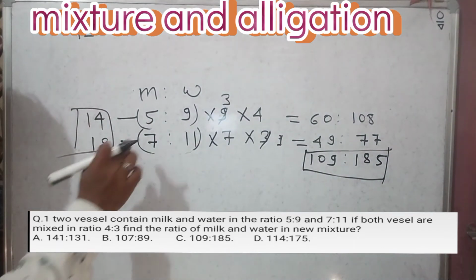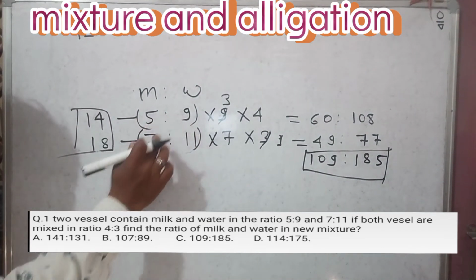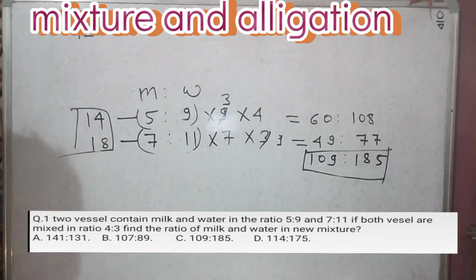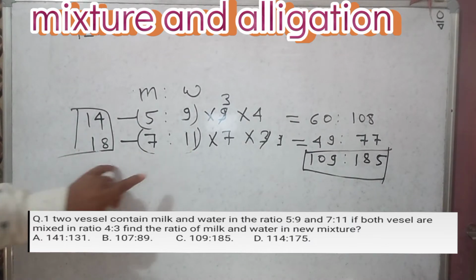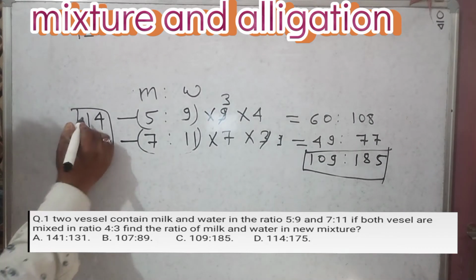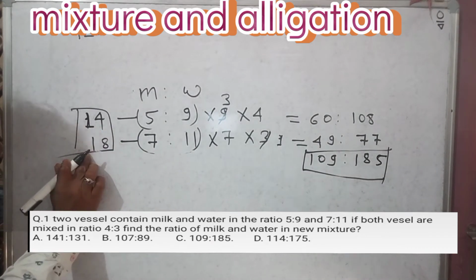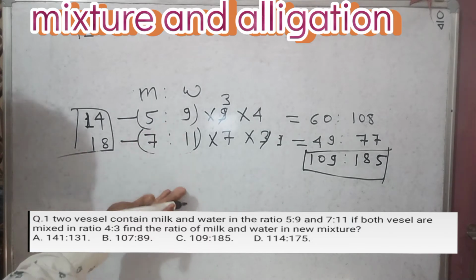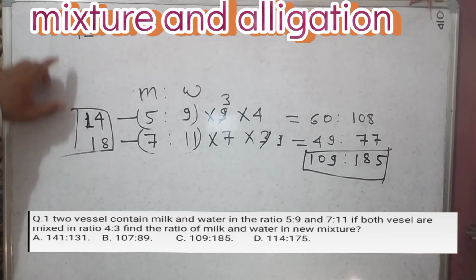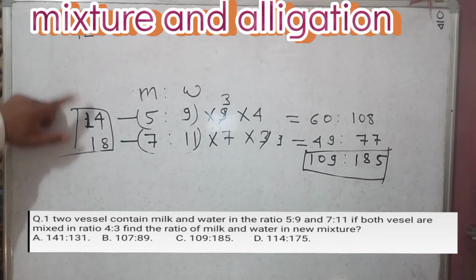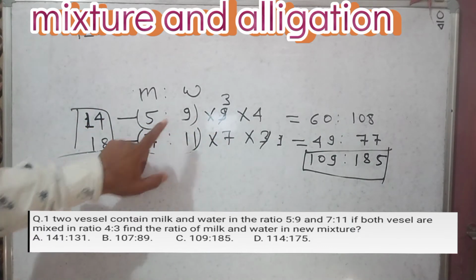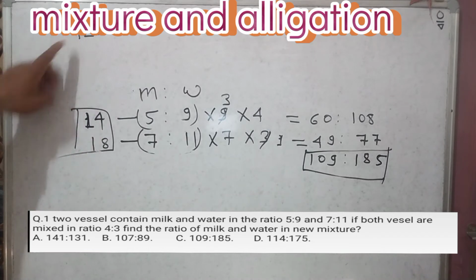In the first container, the milk and water ratio is 5:9 and in the second container 7:11. So 5 plus 9 is 14 parts in the first container, and 7 plus 11 is 18 parts in the second container. If both are not the same, we can take the LCM. So 14 and 18 LCM is 126. 14 goes 9 times, so multiply the whole ratio with 9. 18 goes 7 times, so multiply with 7.